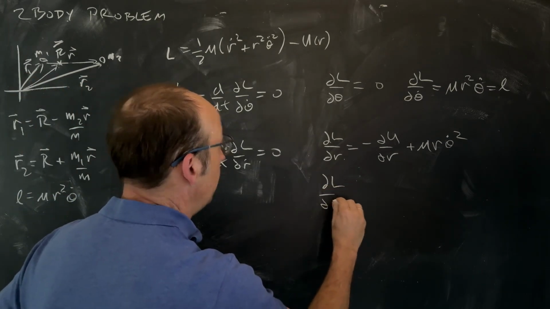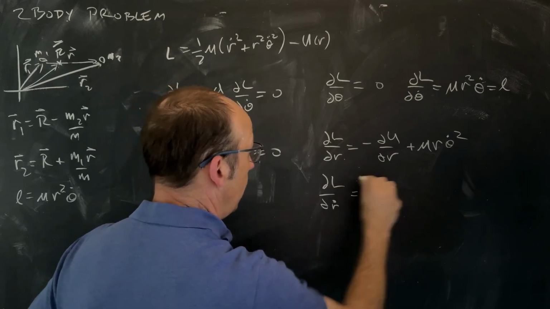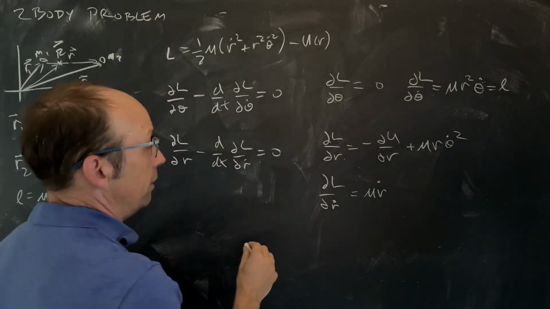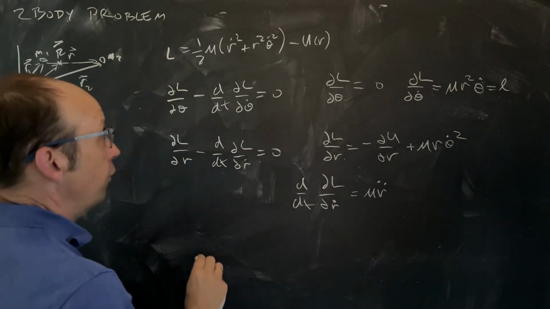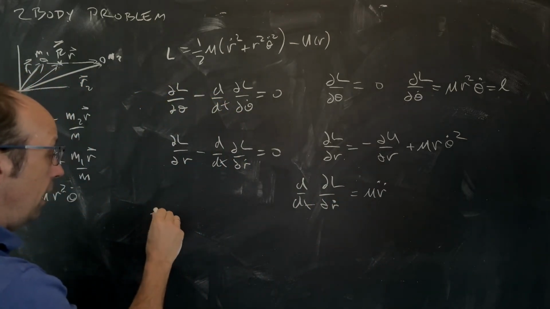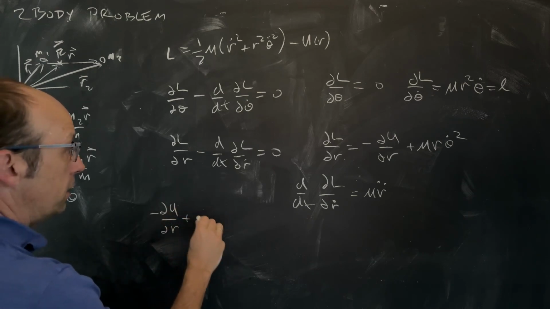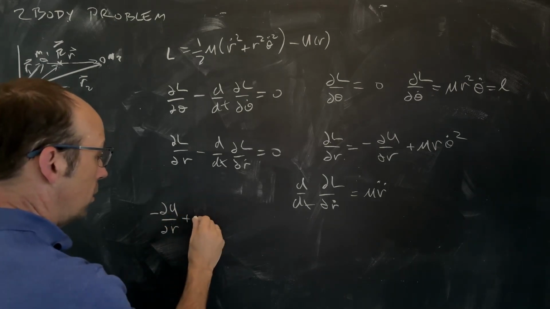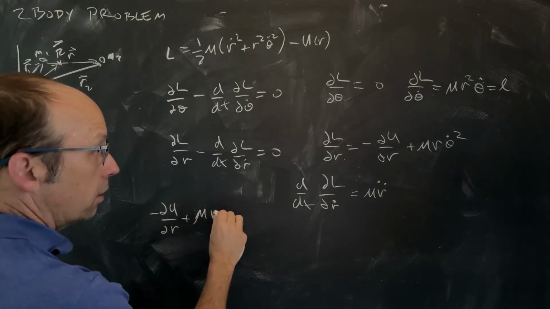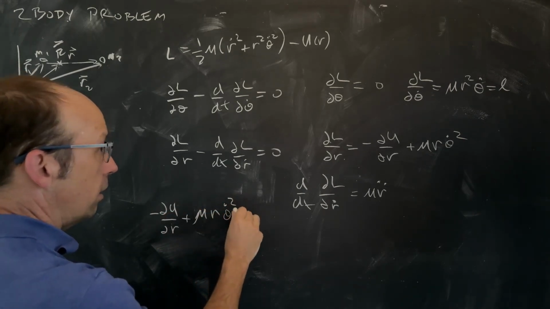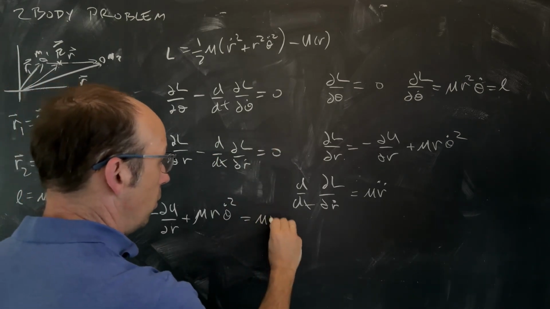That one's pretty easy. There's only one r dot, it's right there. So I get mu r dot, and then I take the derivative of that with respect to time, and I get r double dot. So if I put that together, I have negative partial of U with respect to r plus mu r theta dot squared equals, I can move that to the other side, mu r double dot.